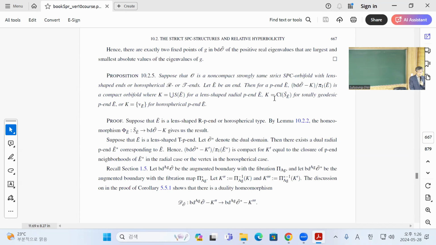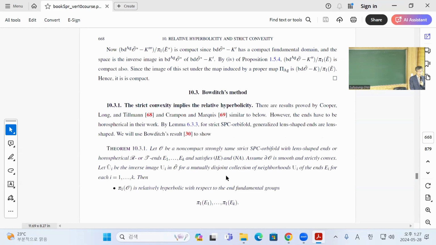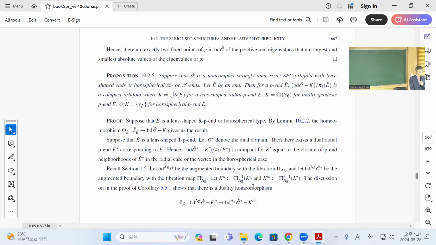So then the next proposition is that for each P-end, if you remove the concave P-end neighborhood, the totally geodesic one, or the horospherical point, this is always going to be a compact orbifold. That's because you can always get a homeomorphism from here. For the lens type or horospherical type, you already showed this homeomorphism. For the lens type, you have to use some duality argument to get these things. Okay, so you have to take the dual and so on.